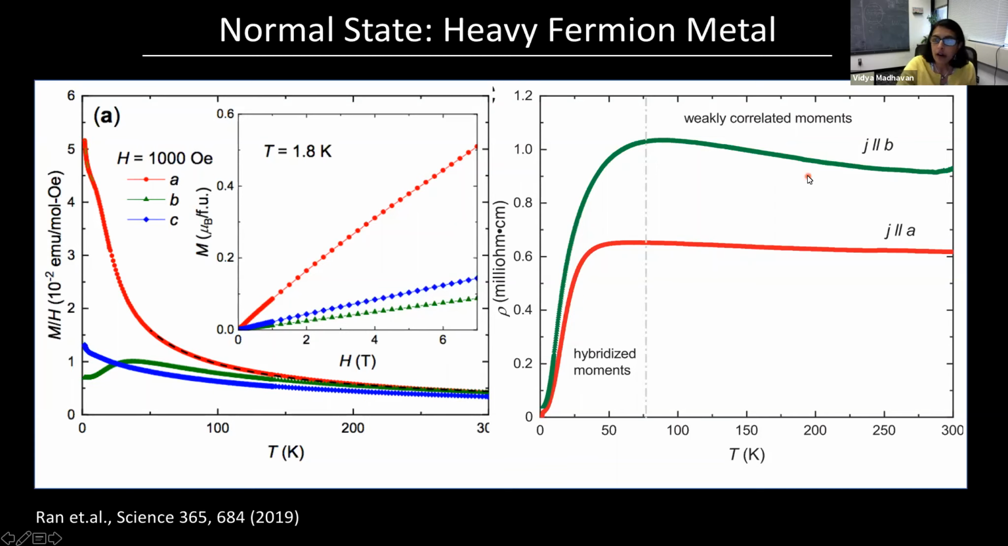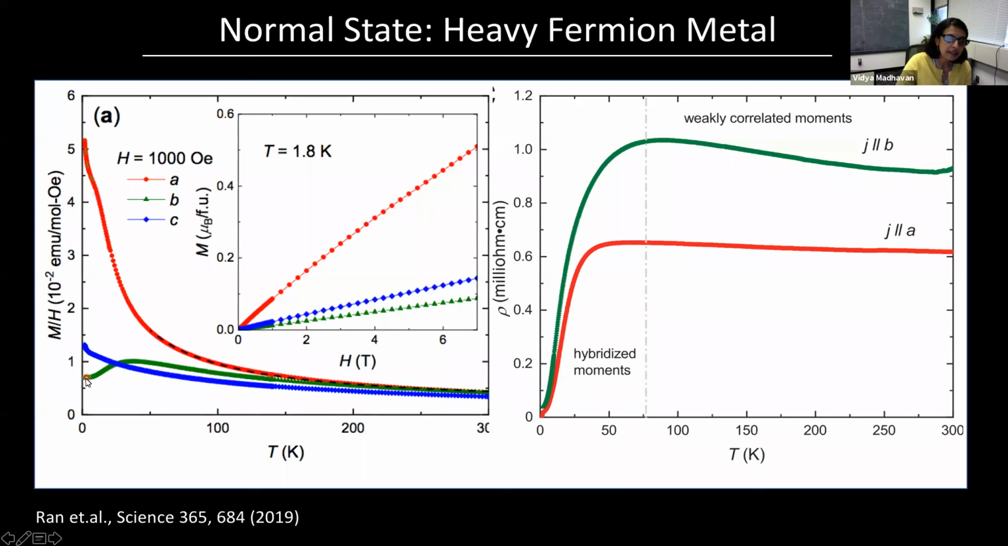And that is because the localized moments are interacting strongly with the conduction electrons. And that gives rise to an extra scattering channel whose scattering strength actually increases with decreasing temperature. And that's this increase that you see here. So this tells you that this is like a Kondo system, a heavy fermion system. The other thing you can see is in the magnetization along the B-axis, the magnetization actually decreases and then saturates at low temperatures. And this is very typical for a Kondo system.